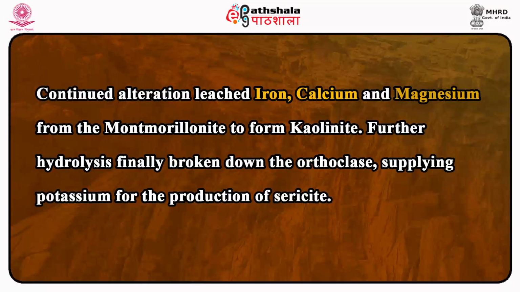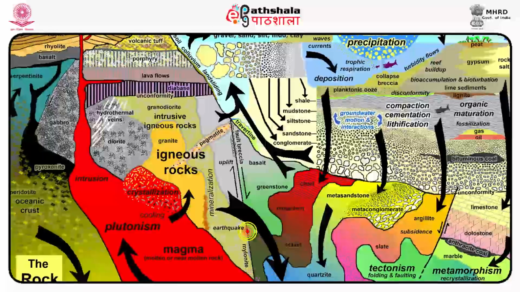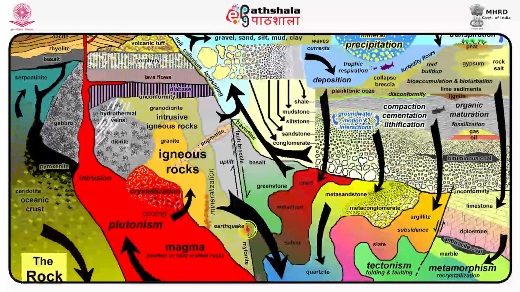Continued alteration leached iron, calcium and magnesium from the montmorillonite to form kaolinite. Further hydrolysis finally broke down the orthoclase, supplying potassium for the production of sericite. Sulfur content shows a marked increase near the vein. Iron liberated by the early destruction of ferromagnesian minerals combined with hydrothermally delivered sulfur to form pyrite, and both iron and sulfur were added. Silica released from the feldspar was deposited as quartz near the vein.